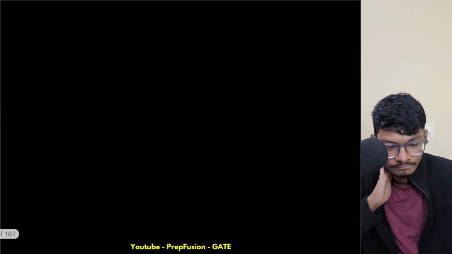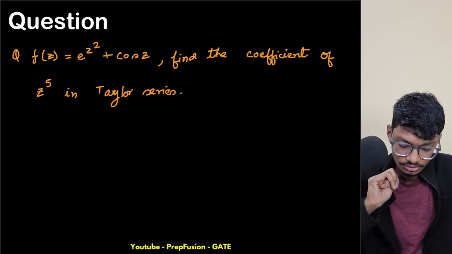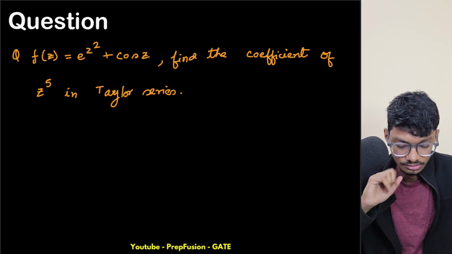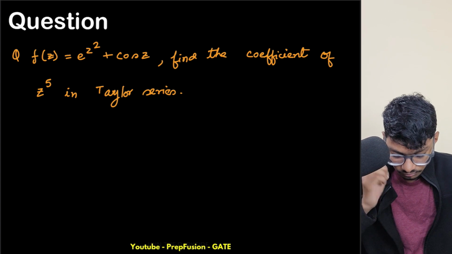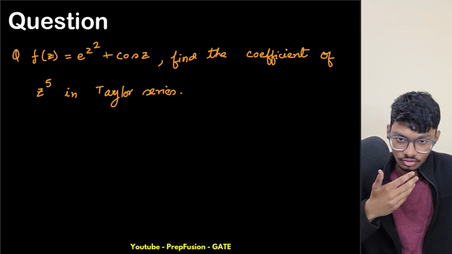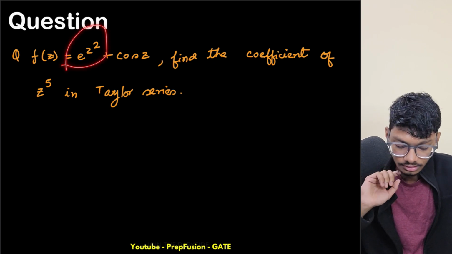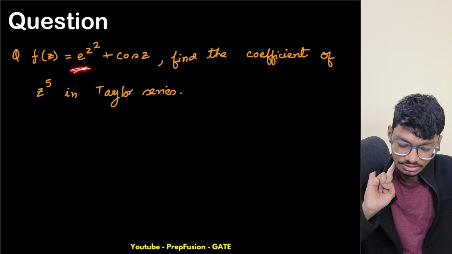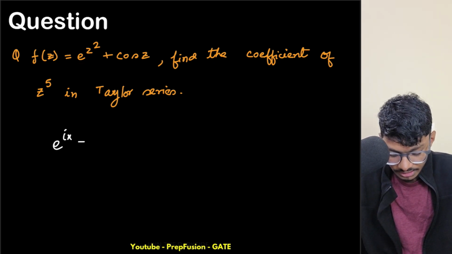Okay, so now f of z equals e raised to power z square plus cos z. Find the coefficient of z to the power 5 in the Taylor series. Now, if you recall correctly, we can solve this using the Taylor series also. But what power components will this e raised to power z square contain? So e raised to power ix can be expanded like this: 1 plus ix by 1 factorial plus ix whole square by 2 factorial.